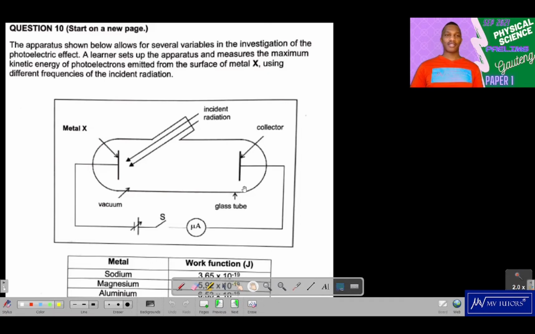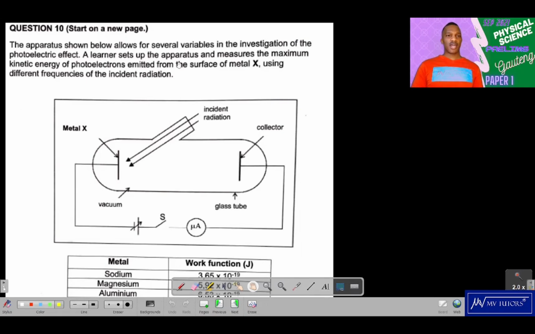All right, but let's get right into it. We are doing the Gauteng prelims, and we are now in question number 10. This is the last question. Let's get right into it. It says the apparatus shown below allows for several variables in the investigation of the photoelectric effect.